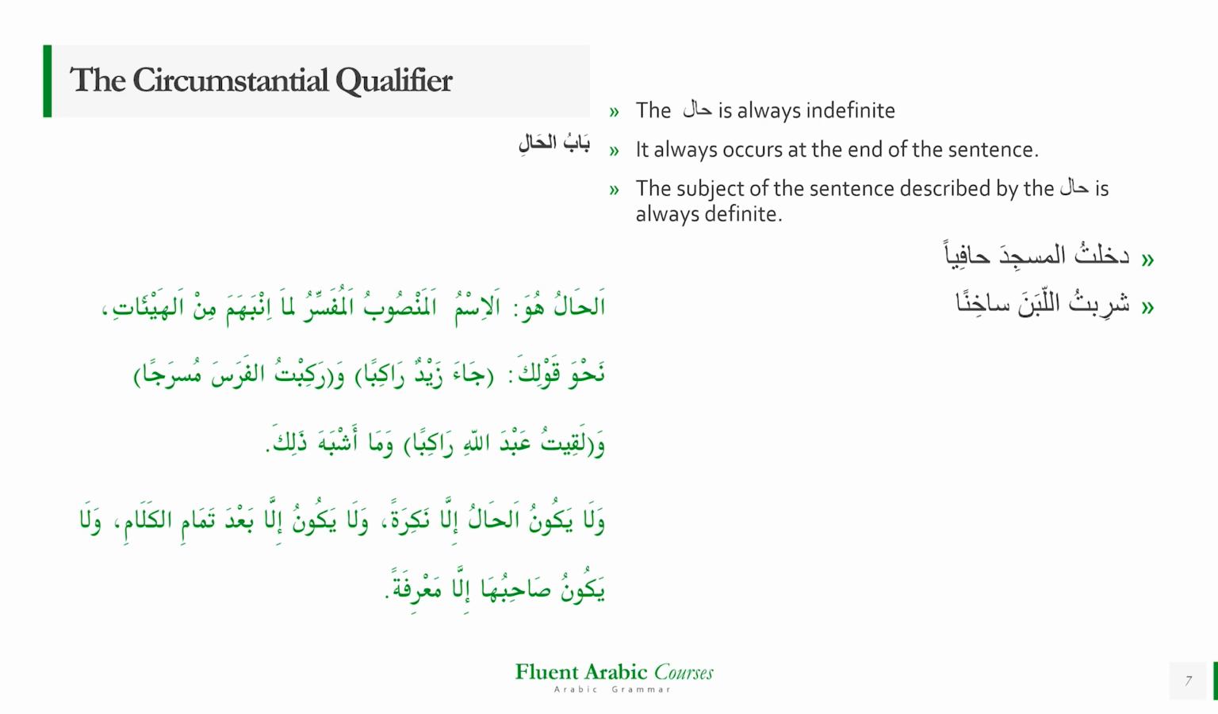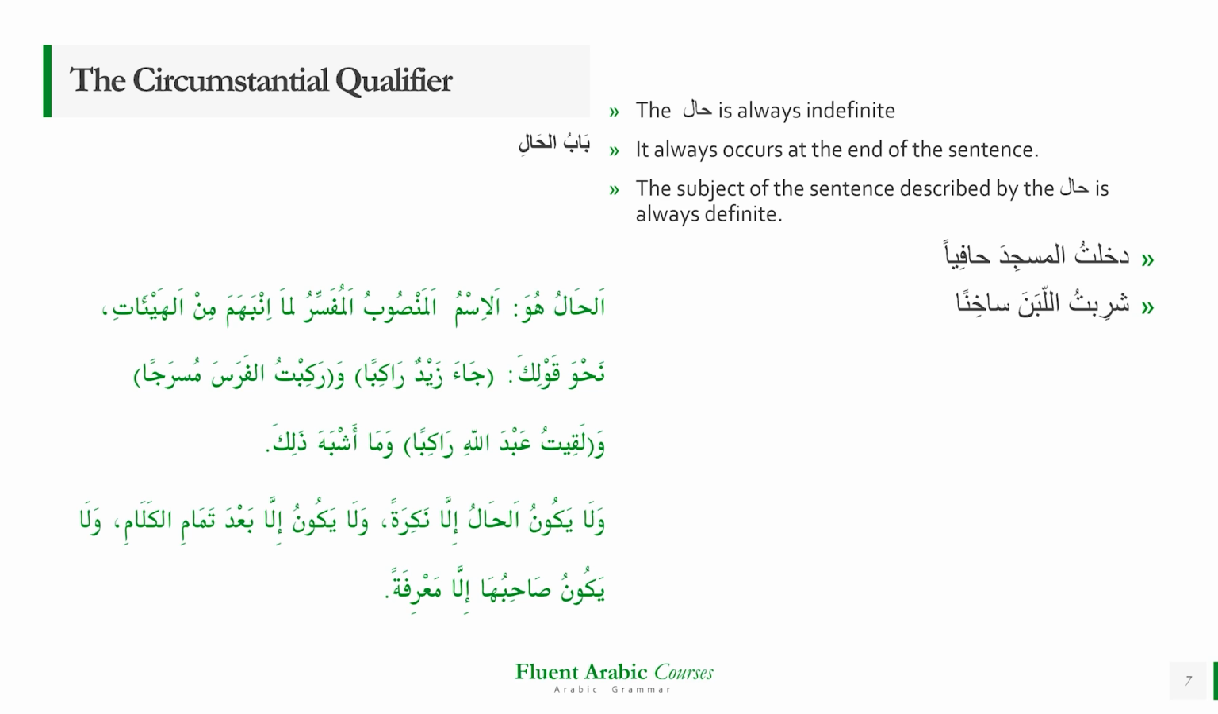Next we have the hal or the circumstantial qualifier. الحال هو الاسم المنسوب المفسر لما انبهم من الهيئات. The hal is the mansub noun which clarifies that which is unclear about the hayat or the circumstance surrounding the action or the verb.